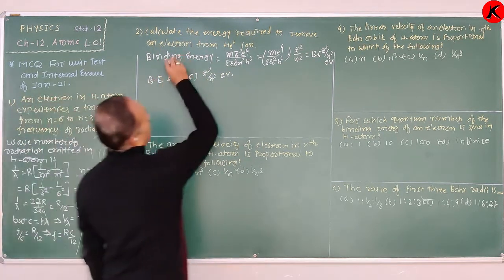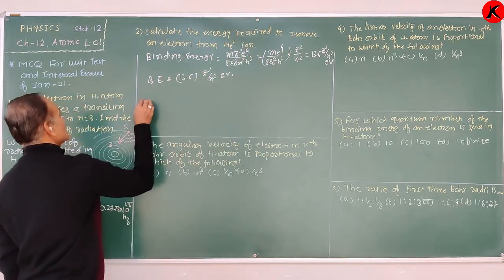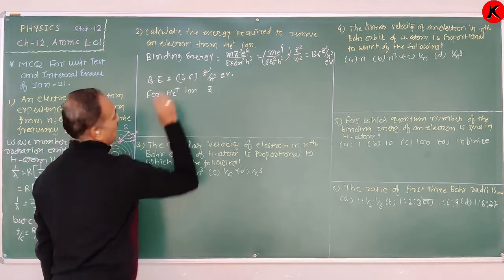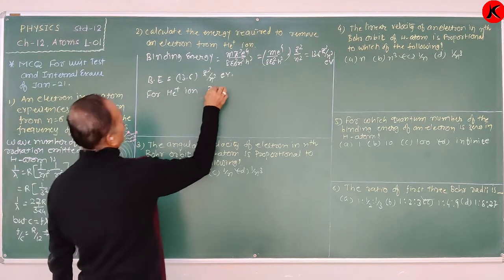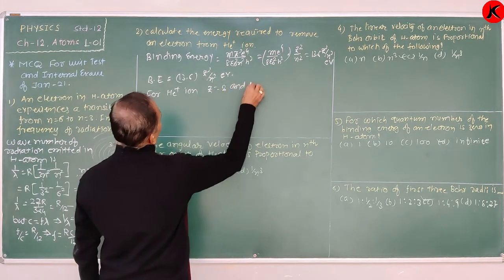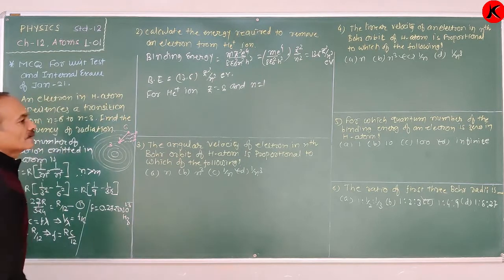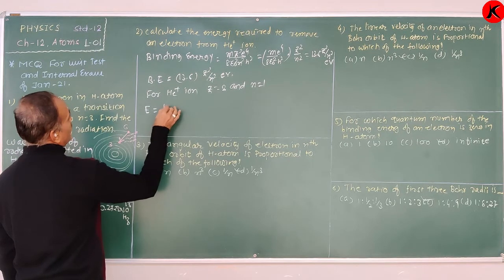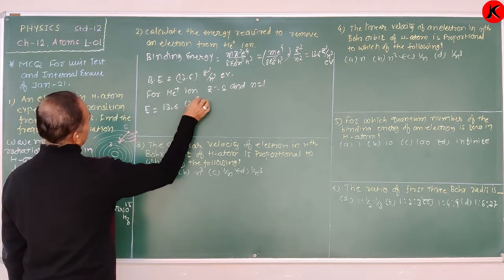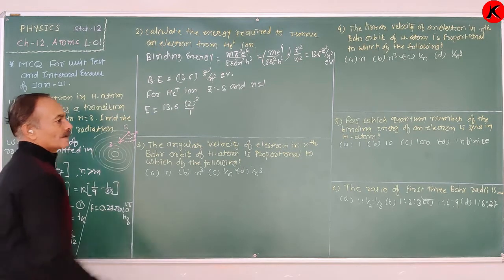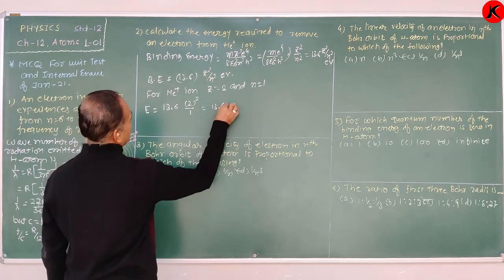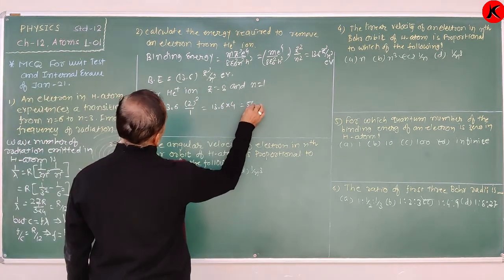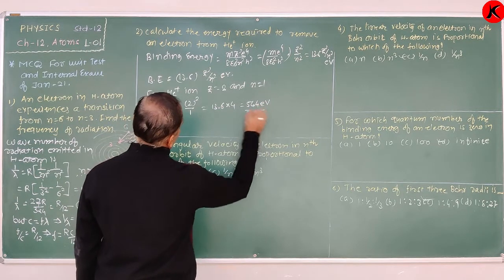Now, which ion is given? Here the helium plus ion. Therefore, for He plus ion, what is the value of Z? Z is equal to 2 and n is equal to 1. Therefore, the binding energy, or the energy required, E is equal to 13.6 into 2 square upon 1. That means 13.6 multiplied by 4 is equal to 54.4 electron volt energy is required.